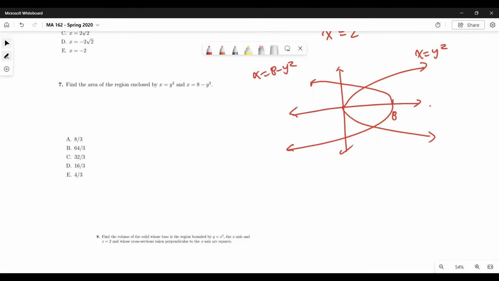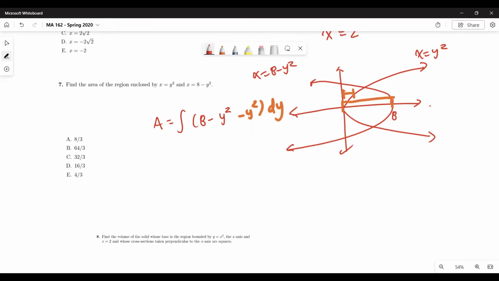When you want to find the area of the region bounded by those curves, you do the bigger radius minus the smaller radius, meaning the bigger radius is this much, right? And this is 8 minus y squared, right? And then the smaller radius is this much, right? So minus y squared, and dy, because we're integrating with respect to y.